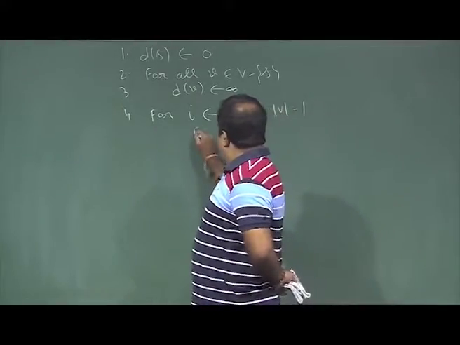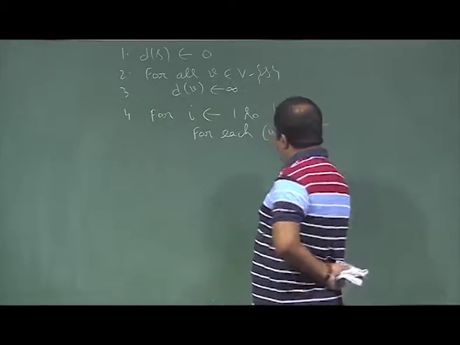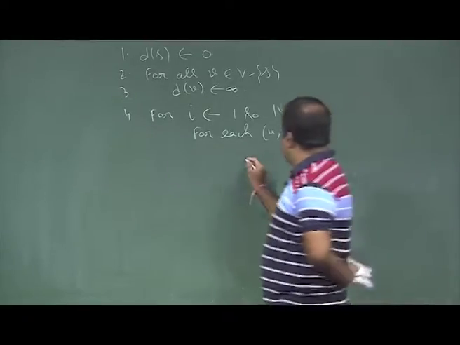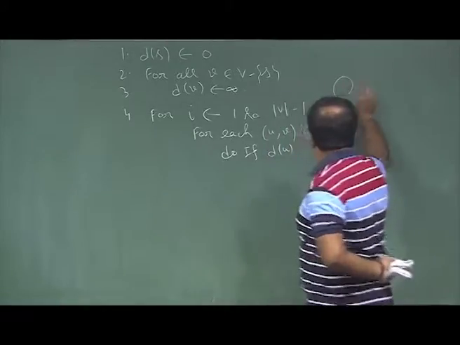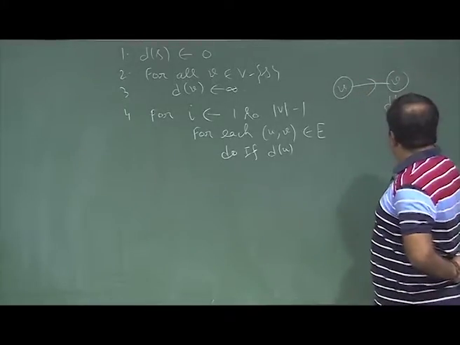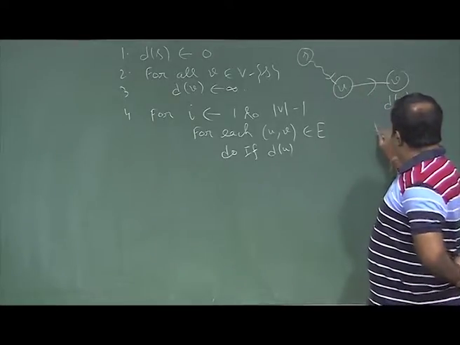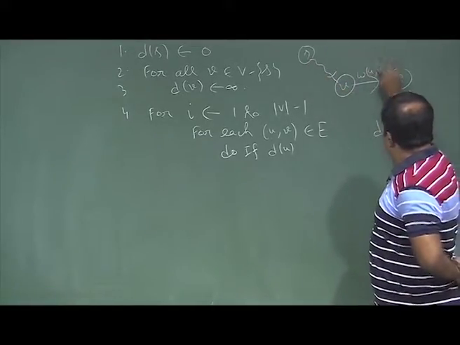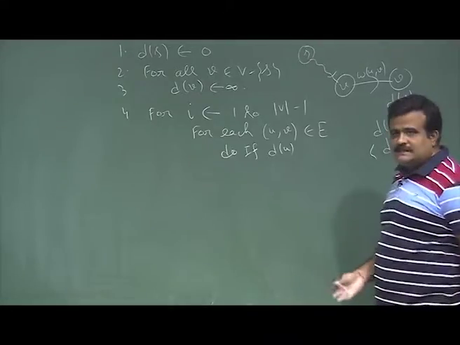Then for each edge, we will try to do the relaxation. We take an edge U to V, and this was having a distance estimate. Now somewhere S is there, and this is a path from S to U, then U to V. Now if this path is better than the current one, then we have to relax. So that is the relaxation step.